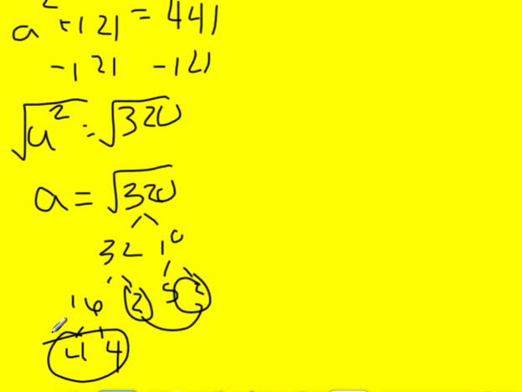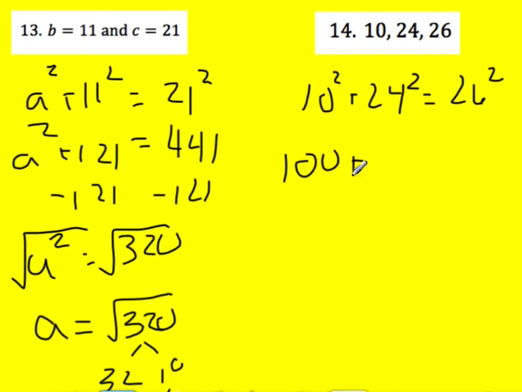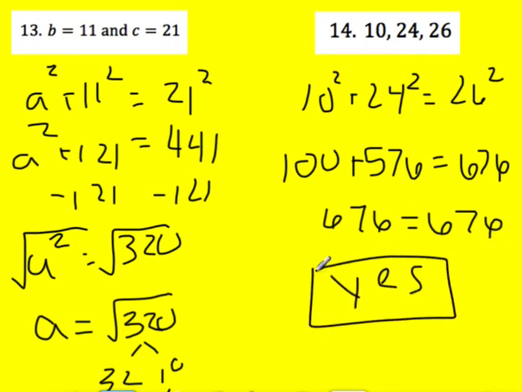Now, if you were to get a problem asking you to find a Pythagorean triple, like on number 14, we want to see if it's a Pythagorean triple. So what we need to do is see if the two smaller sides squared are equal to the larger side squared. So 10 squared is 100, 24 squared is 576, 26 squared is 676. So 100 plus 576 is 676. Is 676 equal to 676? Yes, so these do make up the sides of a right triangle, and that's how you use that Pythagorean triple idea.